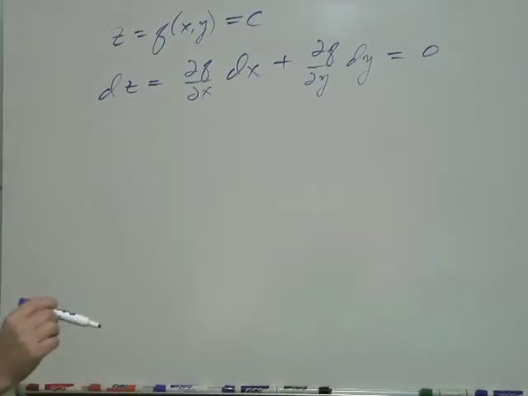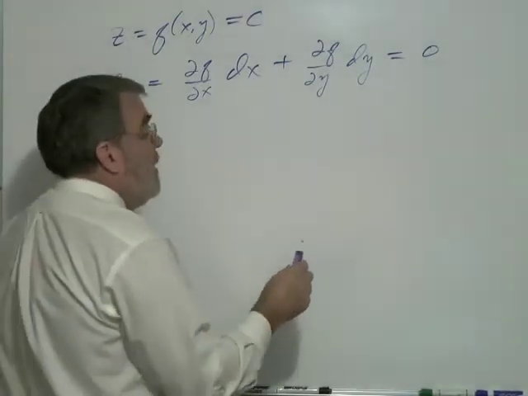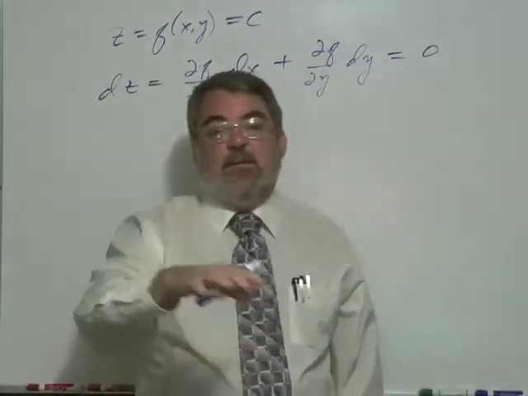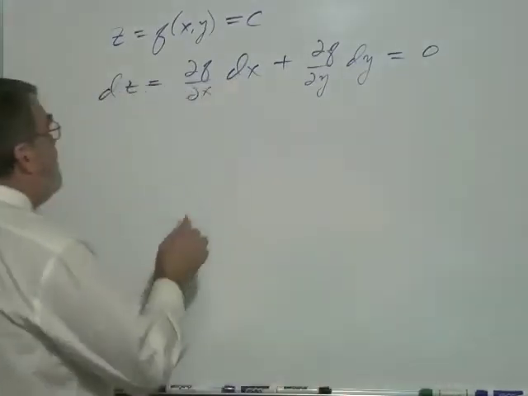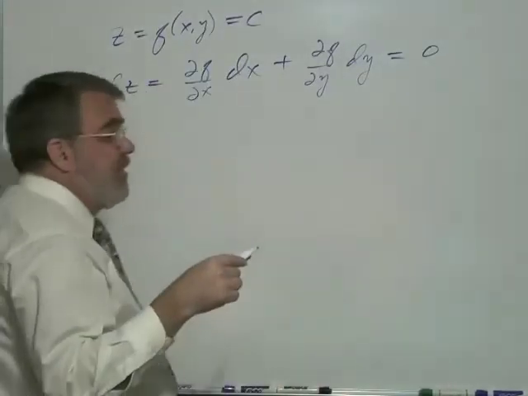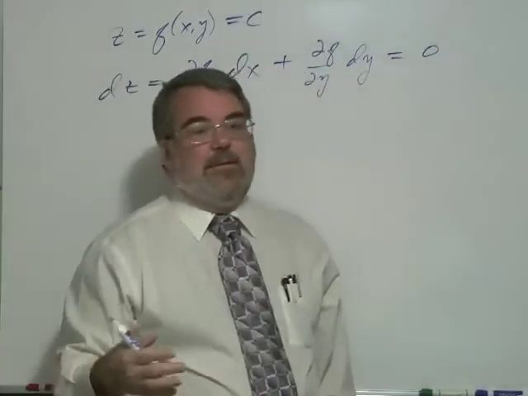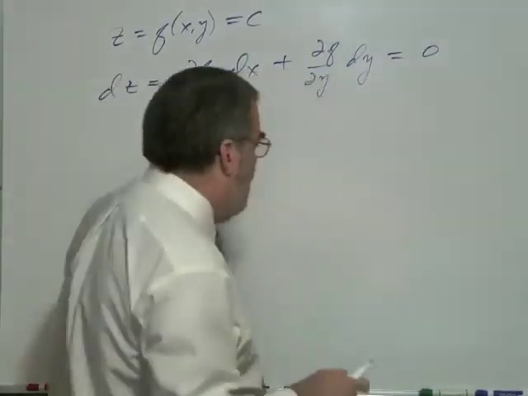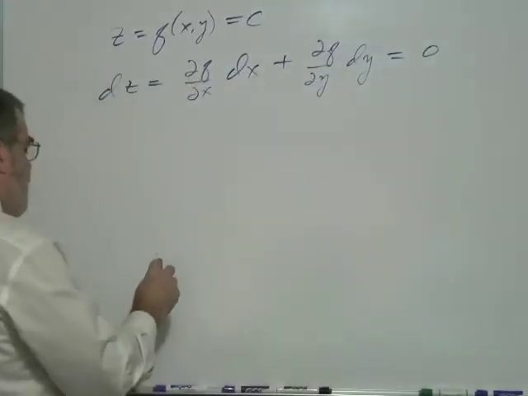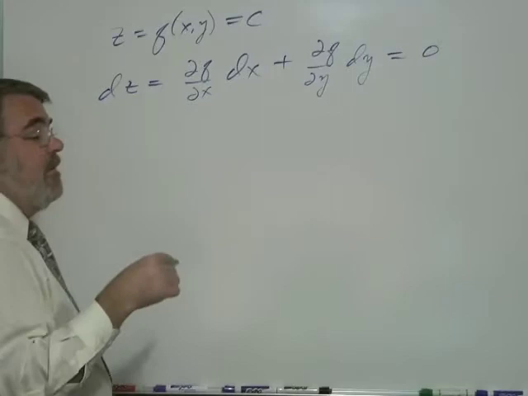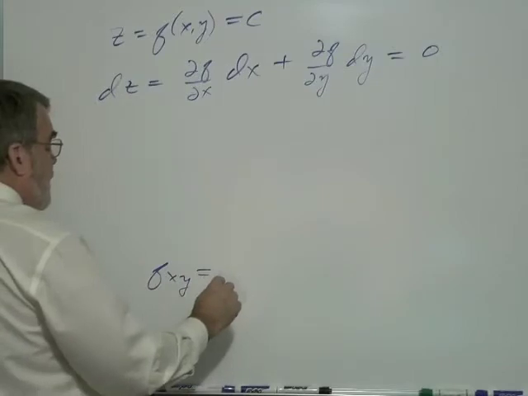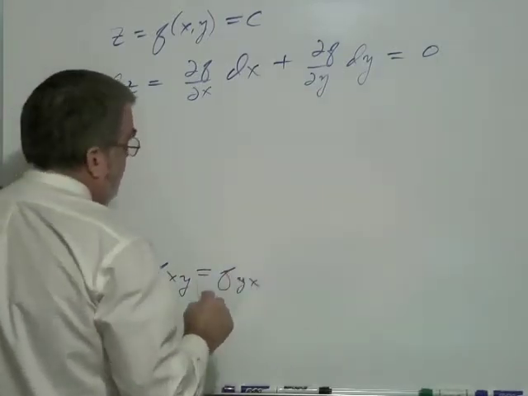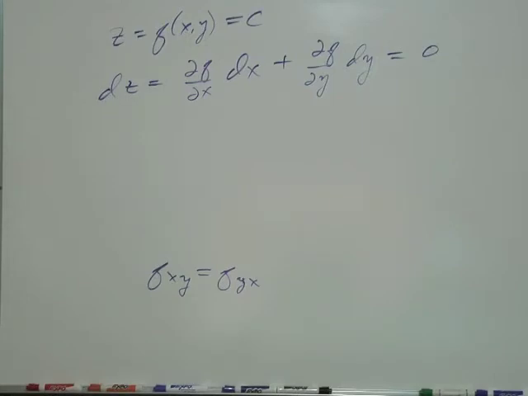But the other thing we know is that if this function is continuous over a simple closed region, maybe it's a simple open region, I have to look that up again. If there's nothing funny going on with this function, it doesn't have some breaks in it due to division by 0 or what have you, then we also know that the mixed partial derivatives are equal. In other words, fxy is equal to fyx. Okay, so here we go. We're going to need this result here in a minute.